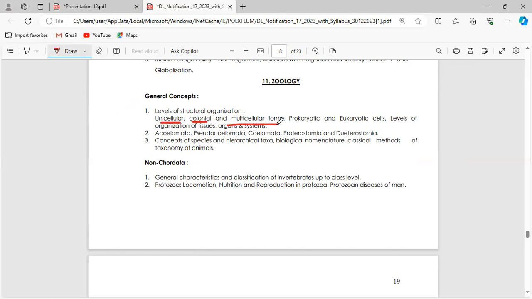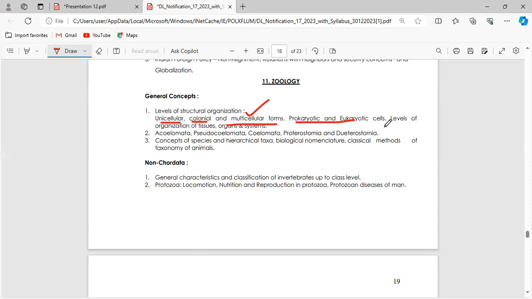In unicellular, you should know what is unicellular and which phylum will be placed under this. And colonial, what is colonial, which organisms will exhibit colonial form and which organisms will exhibit solitary or individual form. In the same way, what is multicellular and which phylum is placed under the multicellular forms. Also, you should know what prokaryotic and eukaryotic cells are, and the basic difference between prokaryotic and eukaryotic cells is to be understood.